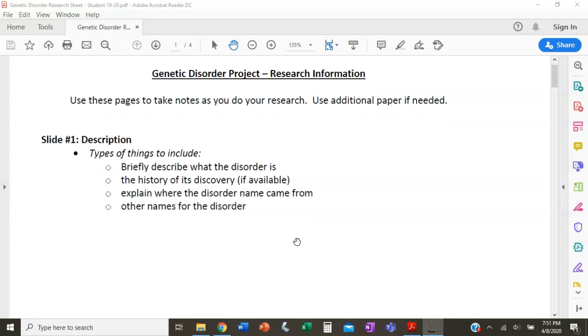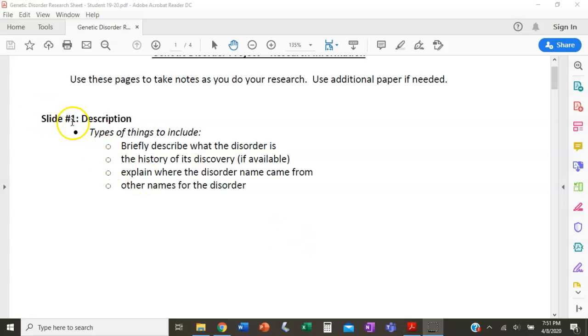So your first slide, really it'll be your second slide. Your first slide is going to be a title page slide, but your first topic is going to be just a brief description of your genetic disorder. So you need to briefly describe what it is. You don't need to go into a lot of detail here. You'll be talking a lot more about your disorder in other slides, but just a little synopsis of what that disorder is all about.